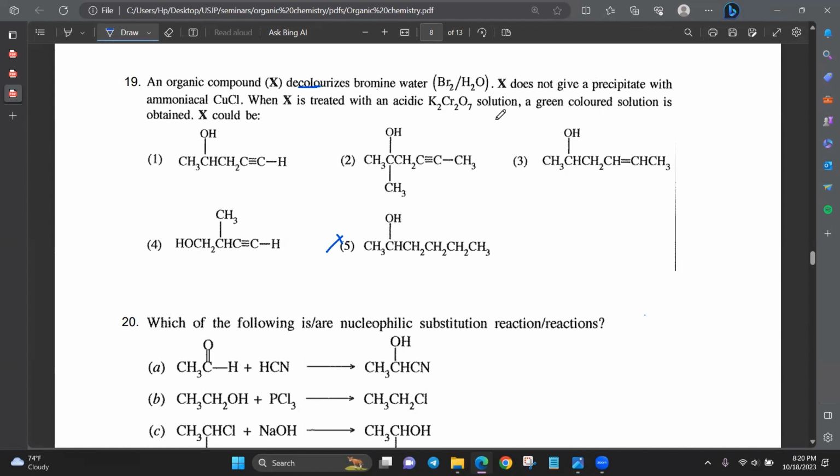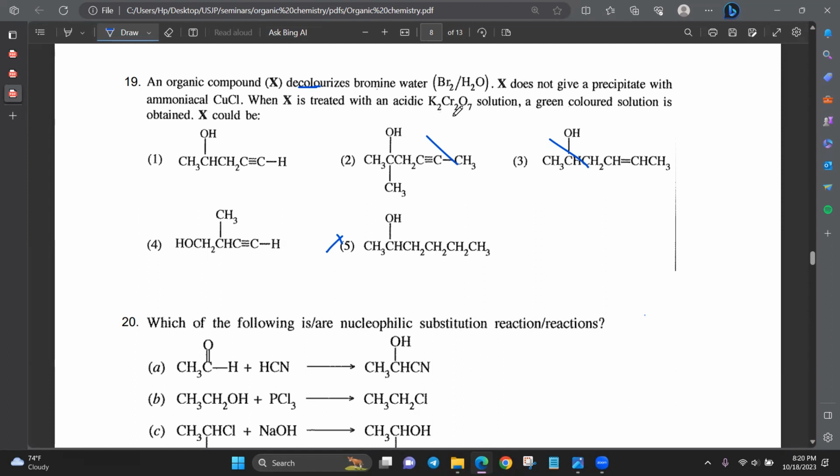Next, X does not give a precipitate with ammoniacal copper chloride. That means what? It does not have acidic hydrogen, as I explained earlier. This one has acidic hydrogen. This one has no acidic hydrogen, so this is wrong. Here no acidic hydrogen, so this is wrong. So now we are having that 50-50 chance, 1 and 4.